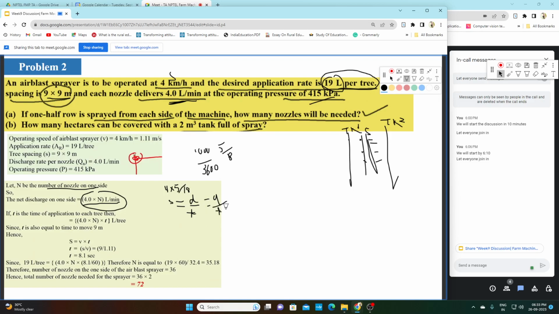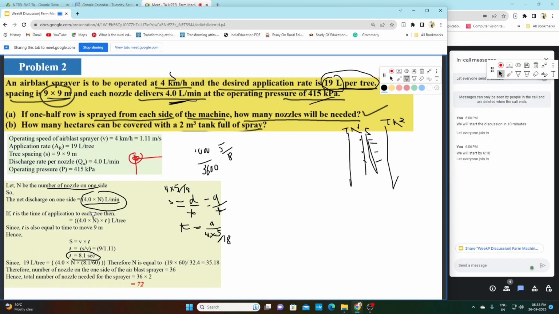So you can get the time you require for each tree. T is 9 divided by 4 into 5 by 18. So the time for each tree, you have to give 8.1 second. Okay, this is the time you have to give to one tree.